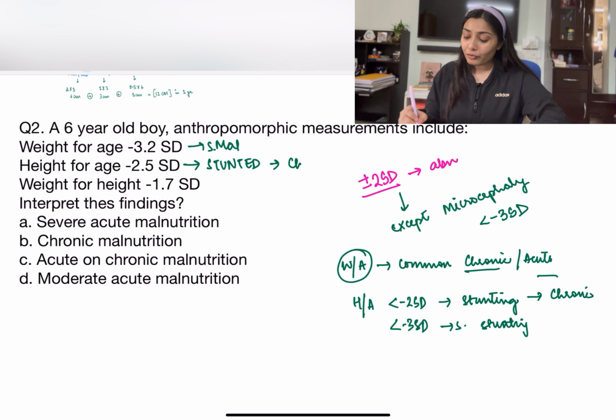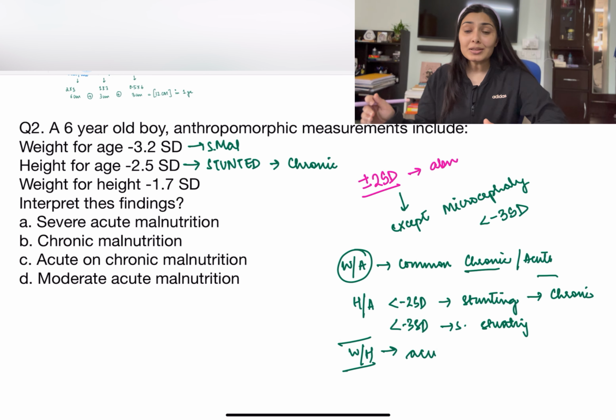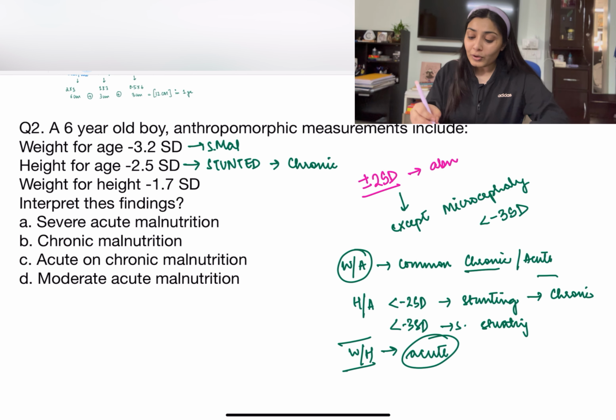Now let's talk about weight for height, which is more appropriate for acute malnutrition. Whenever there is an acute insult, my weight would be affected first and my height would be affected later on. So weight for height here would be less than -2 standard deviation, which is given over here. So this child is also wasted, which means this child also has a component of acute malnutrition.